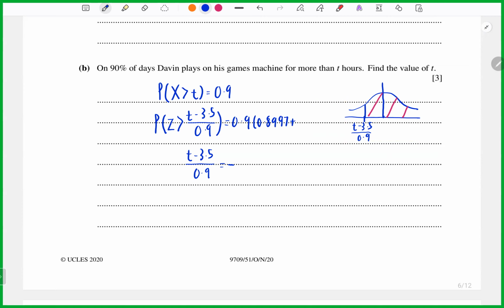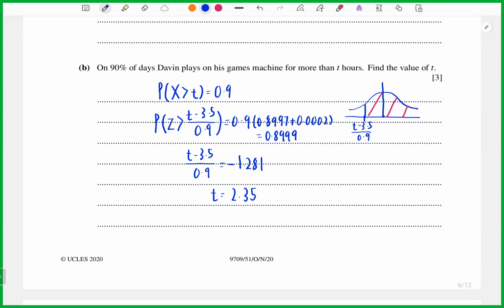0.8997 plus 0.0002 will equal 0.8999. Actually, it's the nearest. So you just take negative 1.281. So your T will equal 2.35 hours. Let's look at the next question.